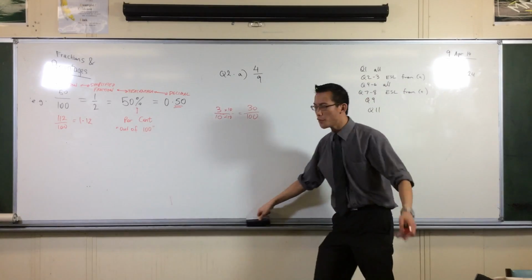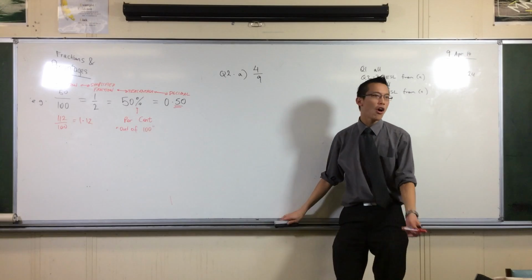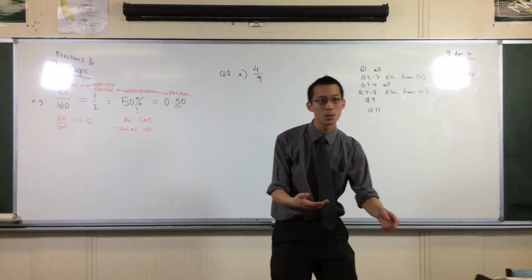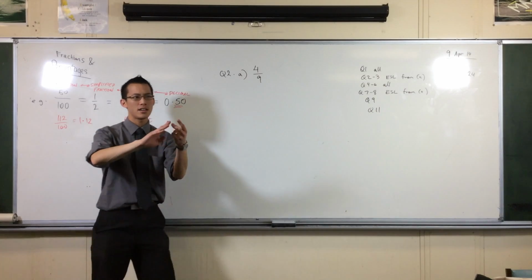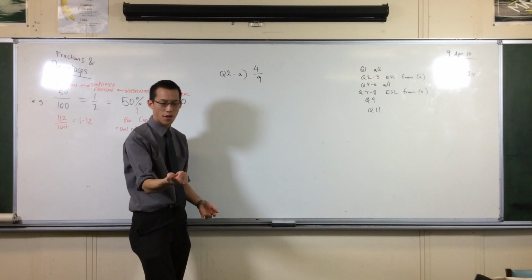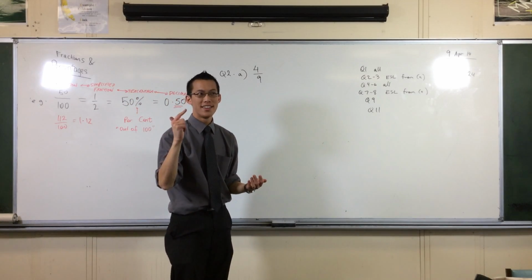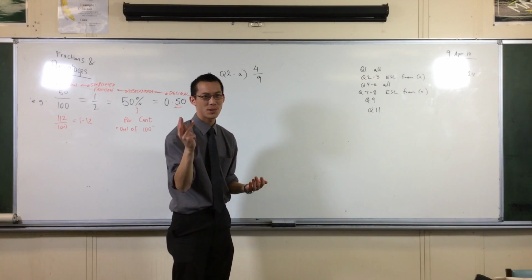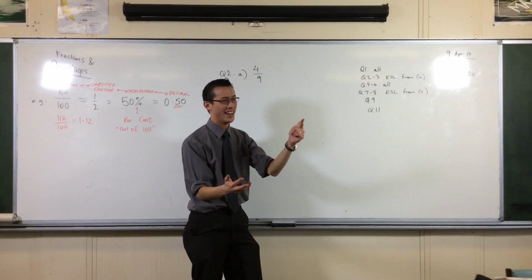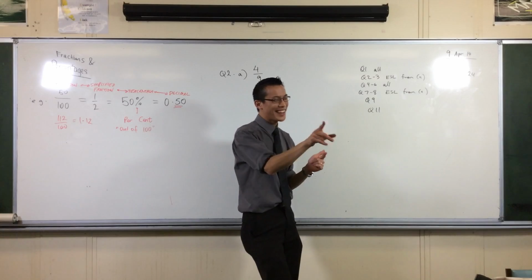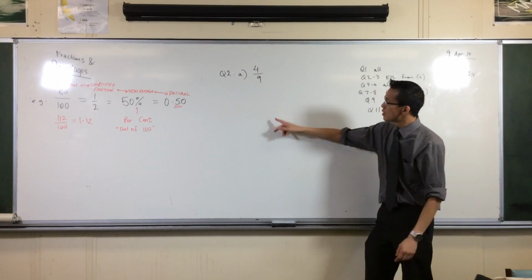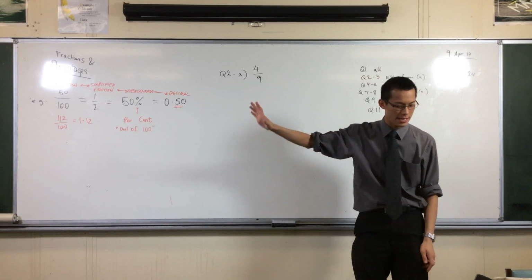Okay. But 4/9 is tricky. There's no whole number that you can multiply 9 by to get 100. Because think of the multiples of 9. What are the multiples of 9? 9, 18, 27, 36, 45, 54, 63, 72, 81, 90, 99, and then 108. So we skipped over 100. So I can't just multiply it by something easy, right?